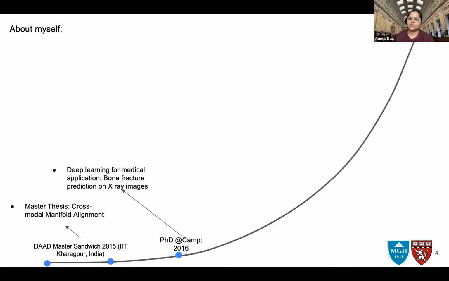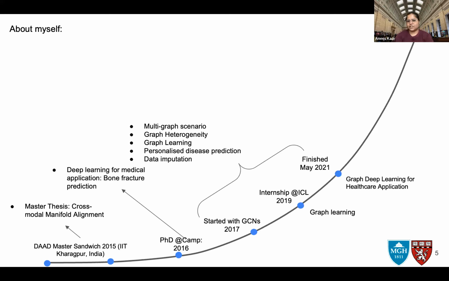In the first year, I was working on general deep learning for medical applications, focusing on bone fracture prediction on X-ray images. I started working on graph convolutional networks, or per se graph deep learning, from 2017. And that was also my major topic for my PhD. During my PhD, I looked into multiple graph scenarios, like how to deal with multiple graphs together, how to deal with graph heterogeneity, how to learn graphs, how to do personalized disease prediction using graph deep learning, and also data imputation. As you might have seen, that's a very famous topic from Netflix and also from Twitter, like how to do data imputation or kind of get values for missing data.